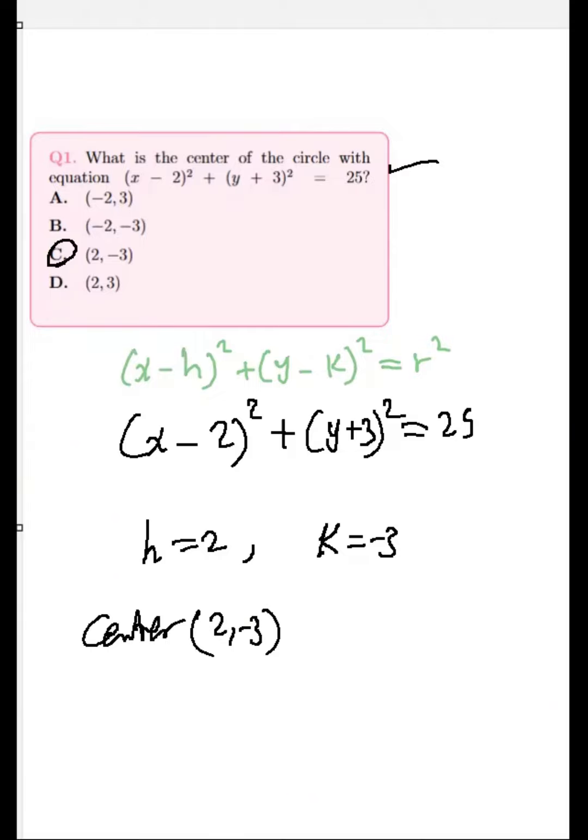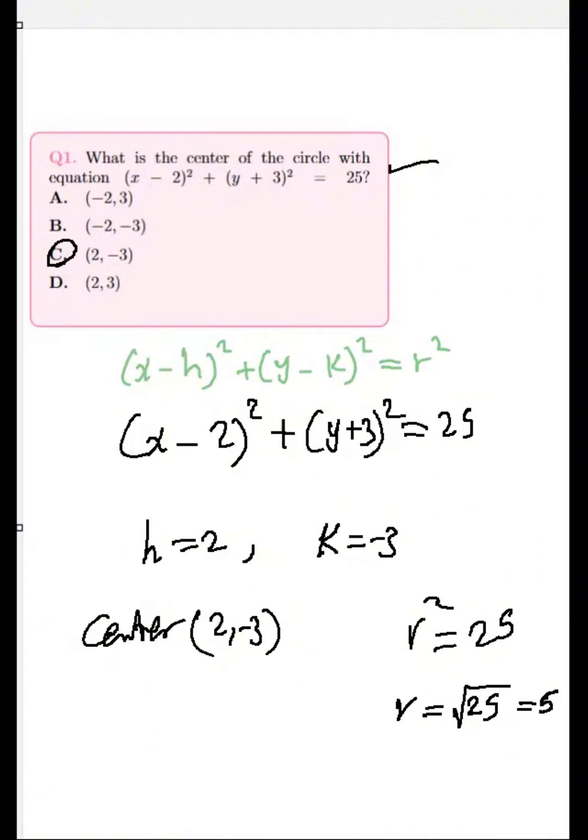Of course, if the question asks about the radius, we need always to compare between these two values. R squared is equal to 25. If you want to get the R, the radius, we get the square root of 25. Of course, the positive one, because we don't have a negative radius in a circle. So the square root of 25 is equal to 5.